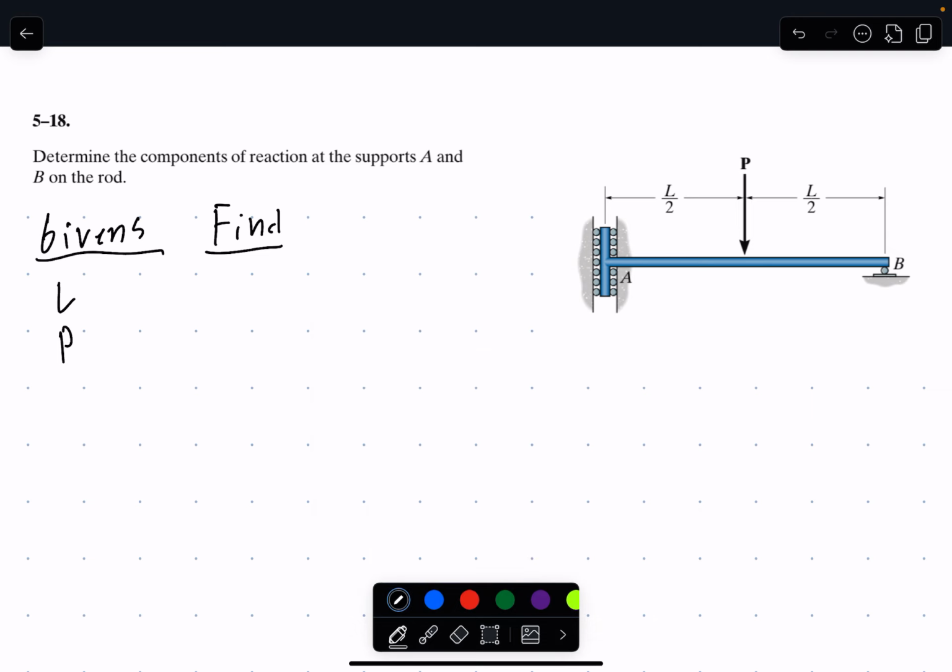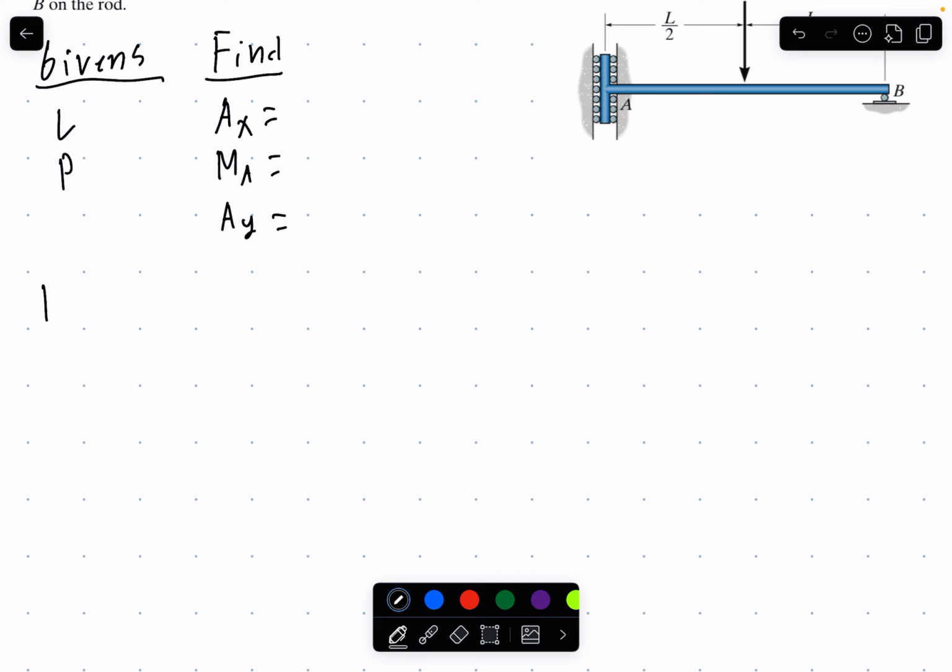The reaction at A here is going to be a vertical roller, so it's going to be creating two different reactions. It's going to be creating a reaction in the x direction, which would be Ax, and it's going to be resisting moments too, so moments about A. And B is your standard roller, and it'll only be resisting forces in the y direction. Okay, so we can start with our free body diagram.